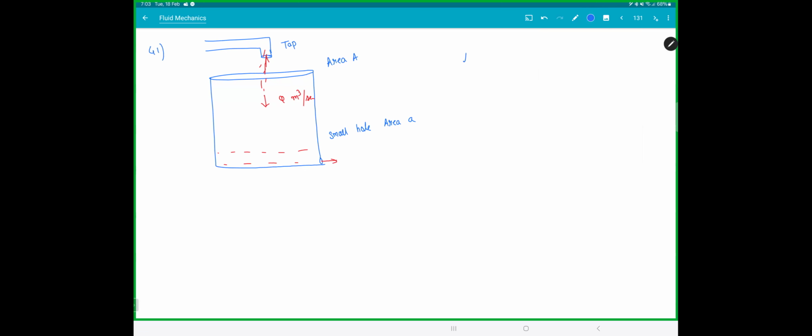So liquid flows out from the tap at a rate of Q meters cube per second. So this and the previous question have a difference. In the previous one, the liquid is already there. Now here, liquid is coming from somewhere. So there's an inflow and an outflow. Liquid flows out from the tap at a rate of Q meter cube per second into an empty container.